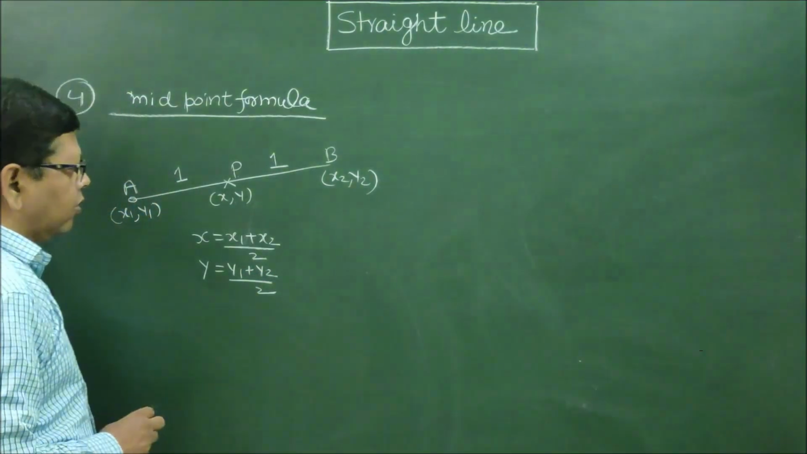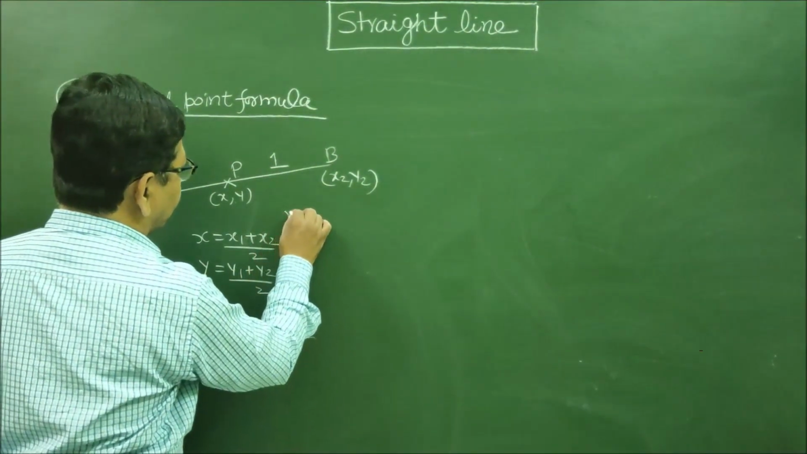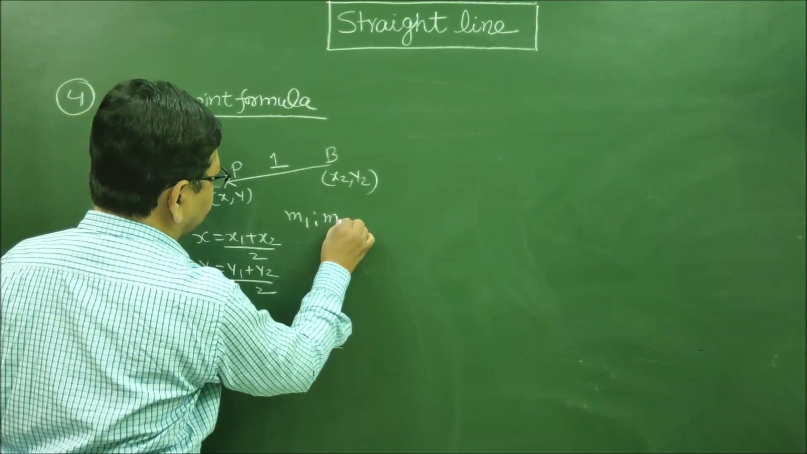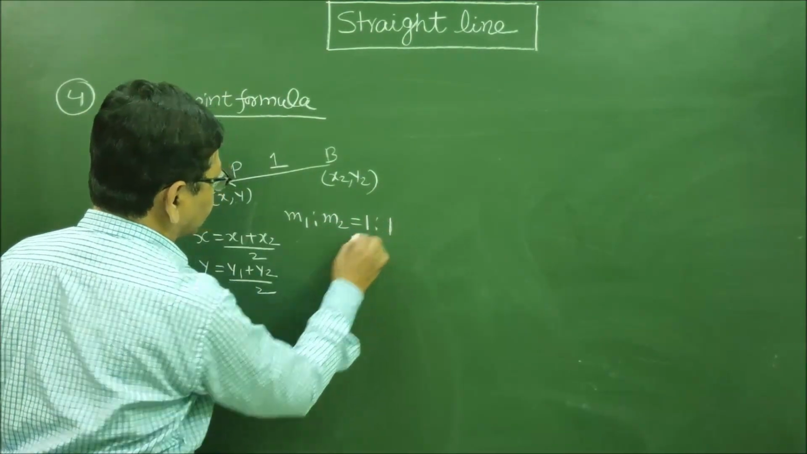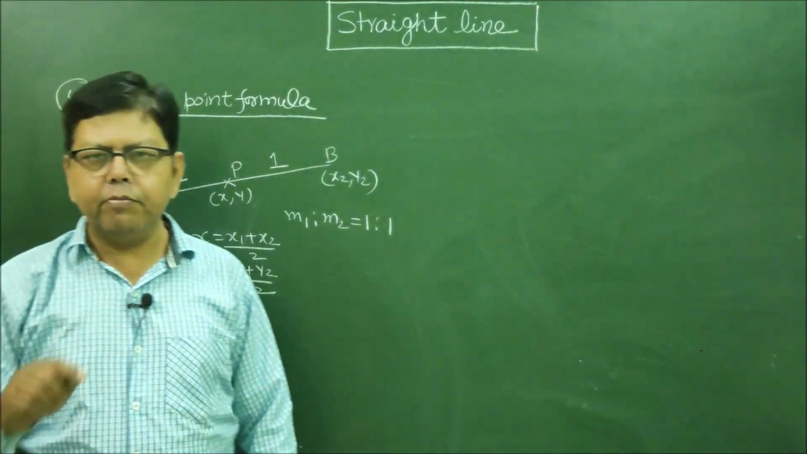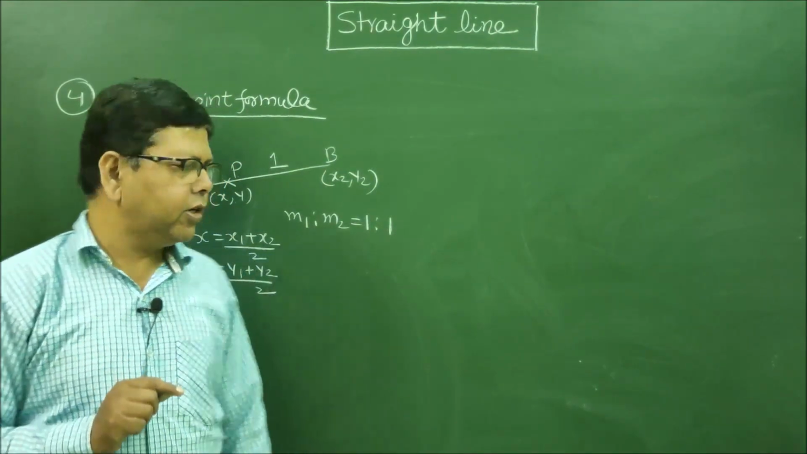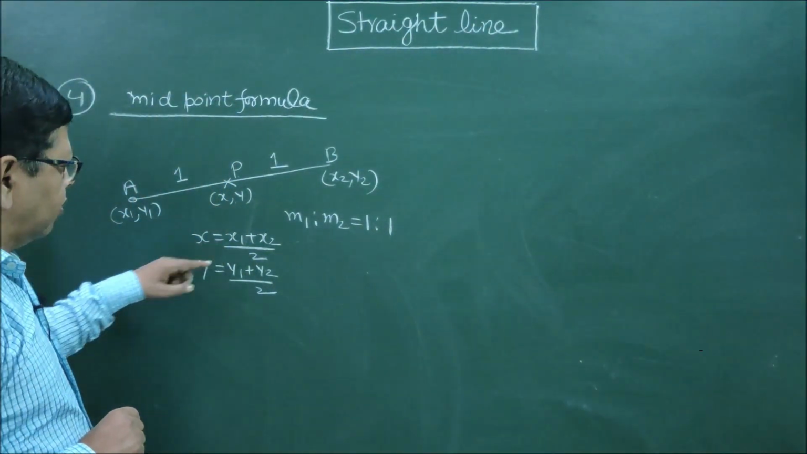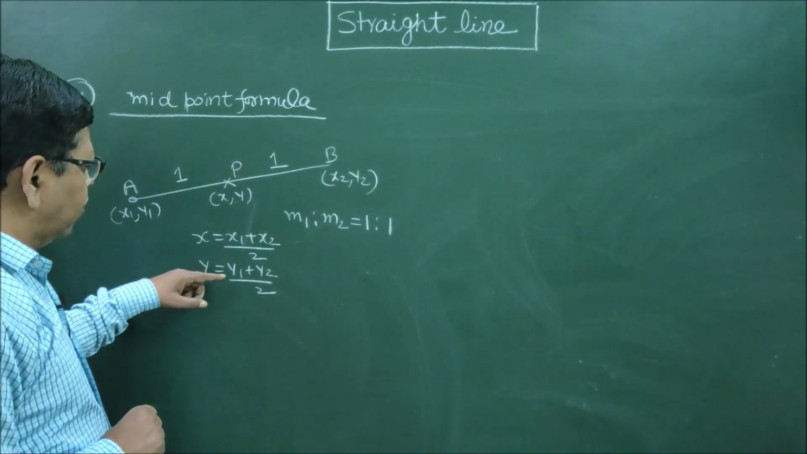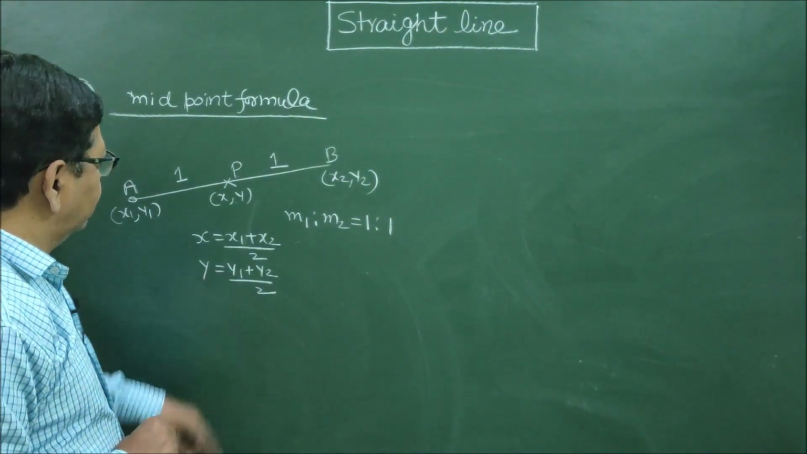This is very simple to understand. In this case, the ratio m1 is to m2 is 1:1. So in the section formula, if we put m1 equal to 1 and m2 equal to 1, then we get x coordinate as (x1 plus x2) upon 2 and y coordinate as (y1 plus y2) upon 2.